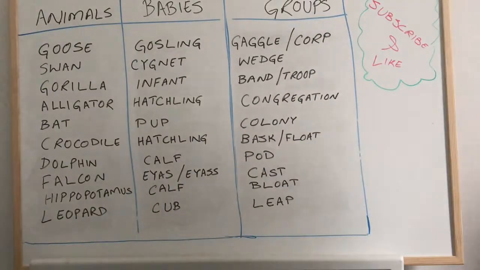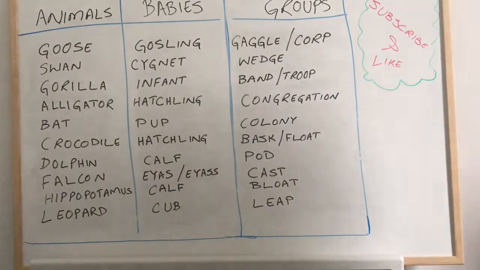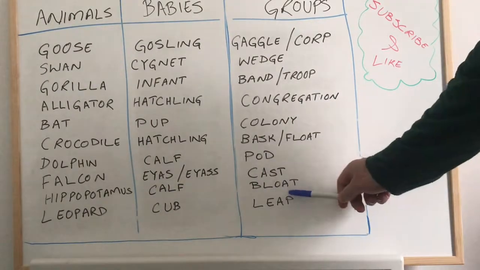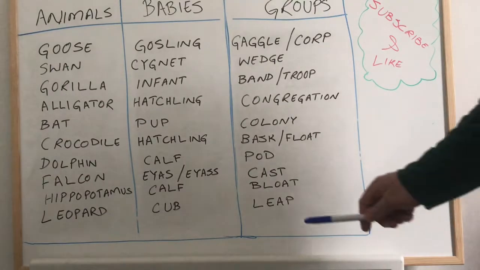Hippopotamus. A baby hippopotamus is called calf. And a group is called bloat. Leopard. A baby leopard is called cub. And a group of leopards is called leap.